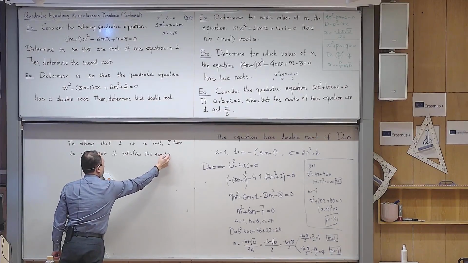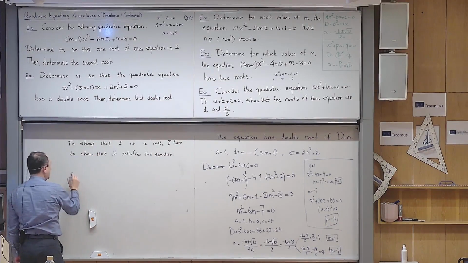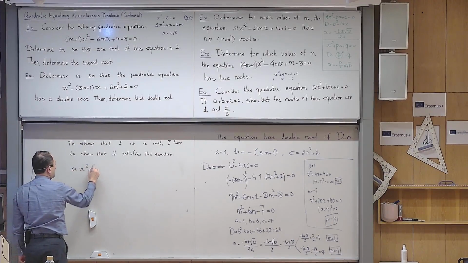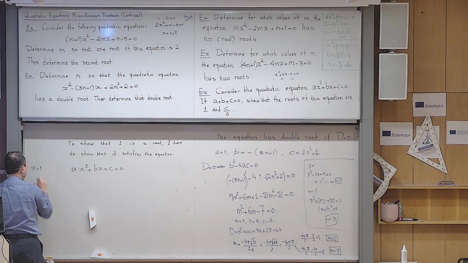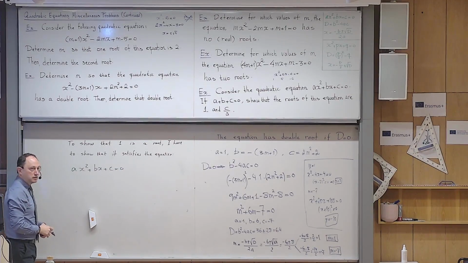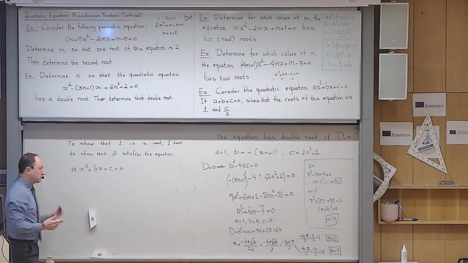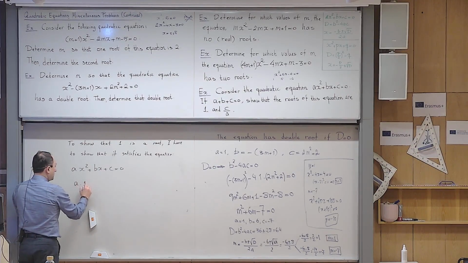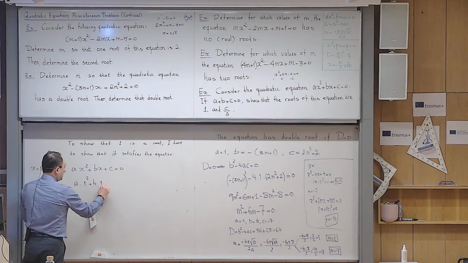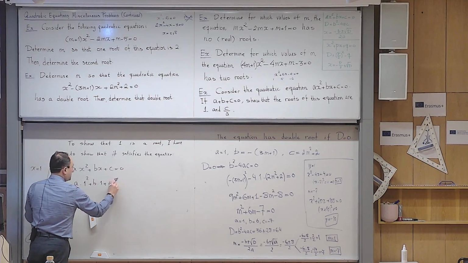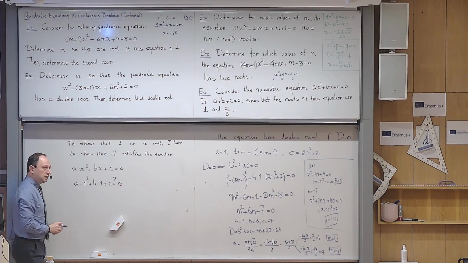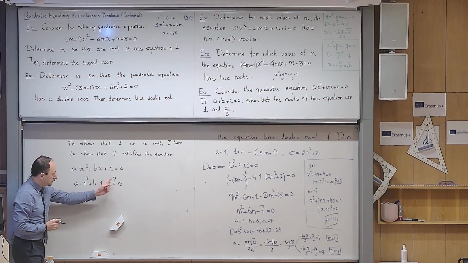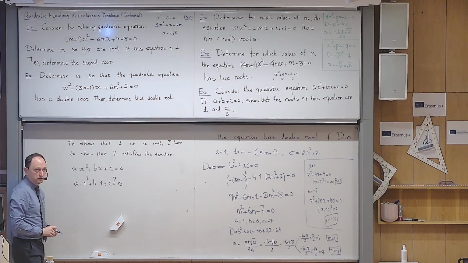Yes? So how can I show that? The equation is this, and I want to show that x equals 1 satisfies this equation. How should I confirm that? I replace x with 1. And I ask myself, is it the case that this is 0? If in any way I can confirm the answer is yes, I am done.